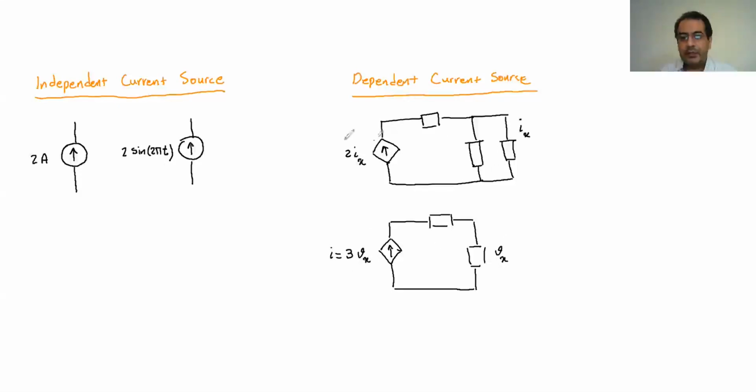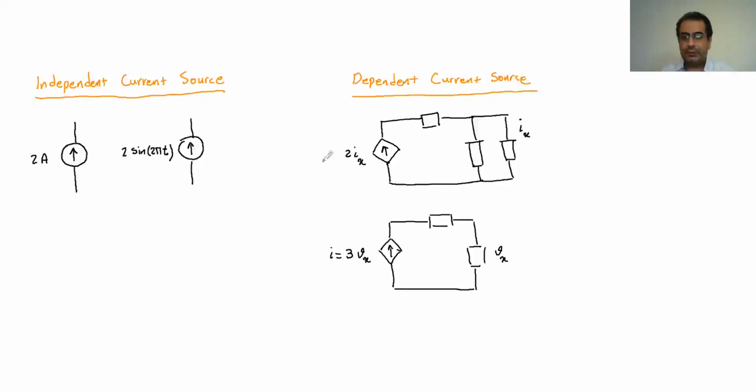Here, the current is dependent on the current in another part of the system. Here the current depends on another voltage rather than the current. It can be the same for the voltage source as well.